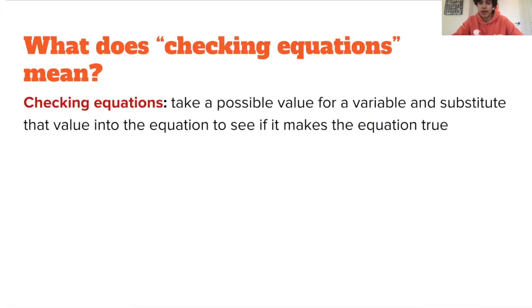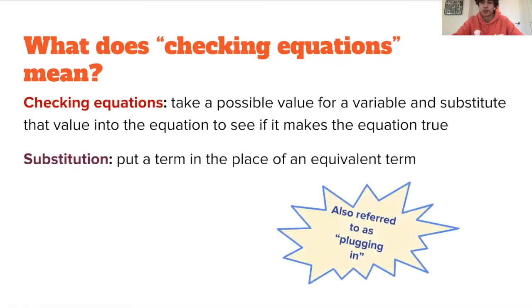What you do is take a possible value for a variable and substitute that value into the equation to see if it makes the equation true. If you plug in a value and find that you get an incorrect statement, you know that that value cannot be the answer. What is substitution? Substitution is when you put a term in place of an equivalent term. It's also referred to as plugging in.